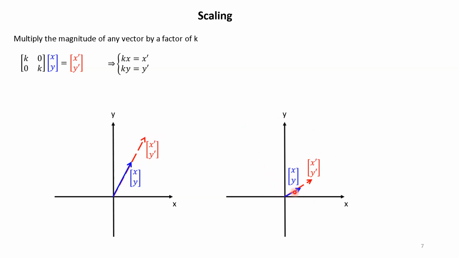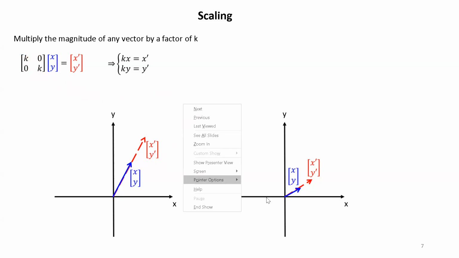Similarly, if I have another vector, this blue vector, the scaling will give me this red vector, again double in length and direction unchanged. Of course, this kind of scaling is really trivial to do. You just need to multiply this column vector by a number k. But if I really want to write it in a matrix form, then it will be a matrix that looks like this.